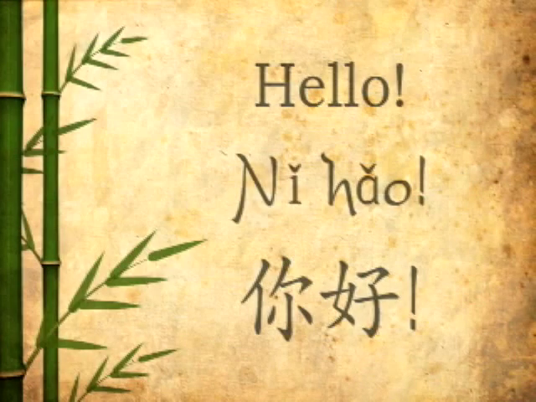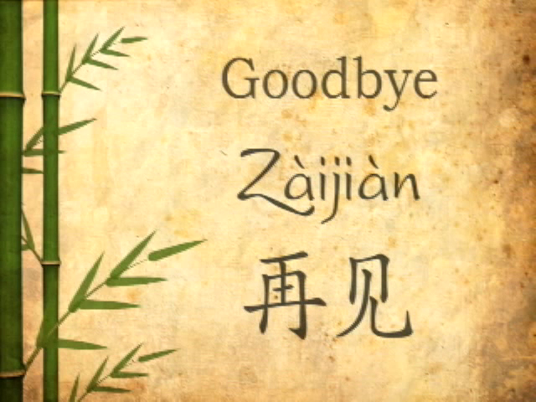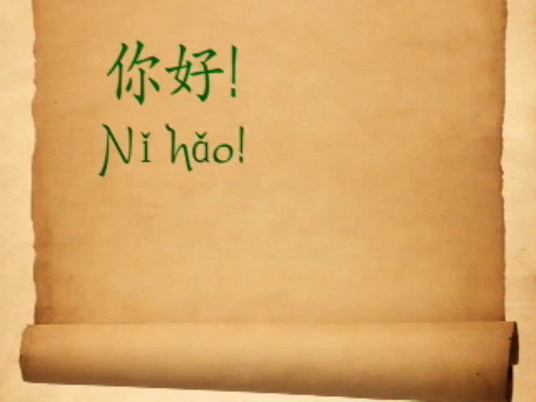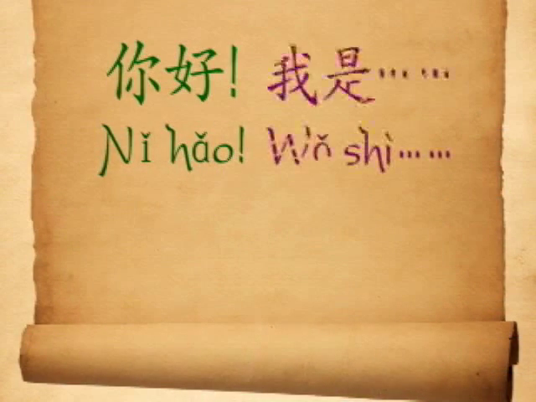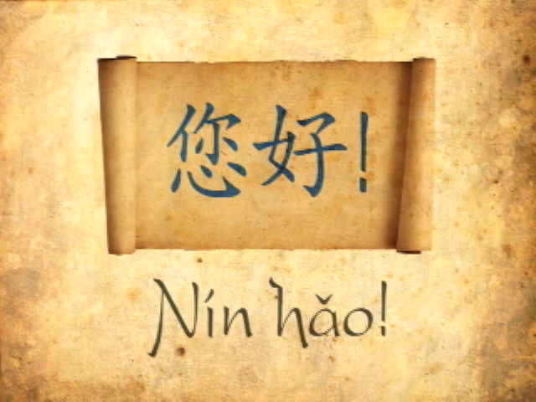In lesson one, you begin your journey in learning to speak Chinese with three basic phrases. They were, 你好, hello, 我是, I am, and 再见, goodbye. Say these sentences with me. 你好，我是，再见，很好. In lesson two, you learn to say the formal form of hello, 您好.